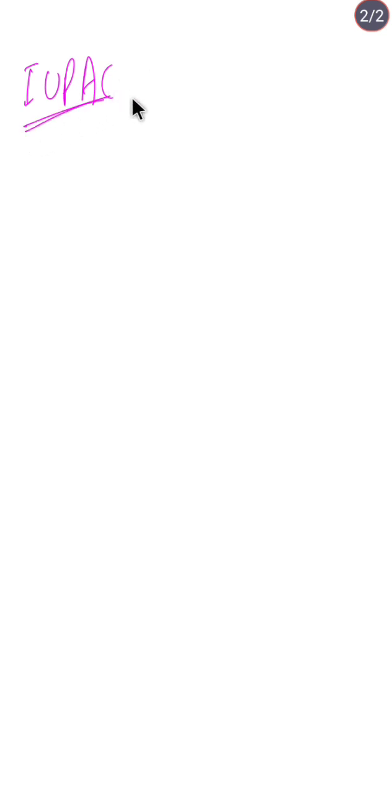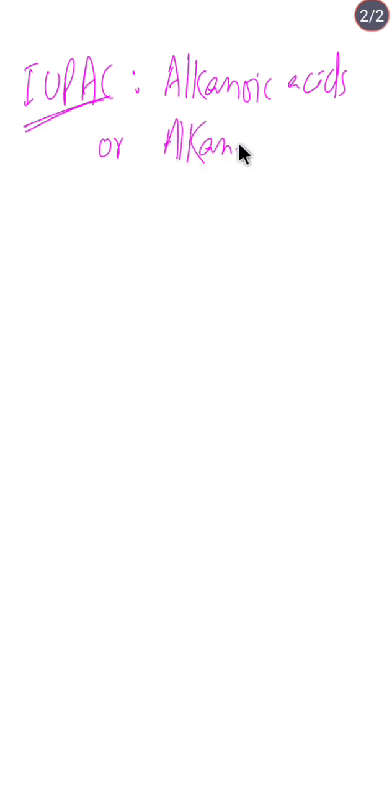Now the next topic is the IUPAC name of carboxylic acid. Carboxylic acids are named as alkanoic acid: alkane, after removing the E, becomes alkanoic acid. This is the IUPAC name, or alkane carboxylic acid. The suffix of carboxylic acid is oic acid or carboxylic acid.